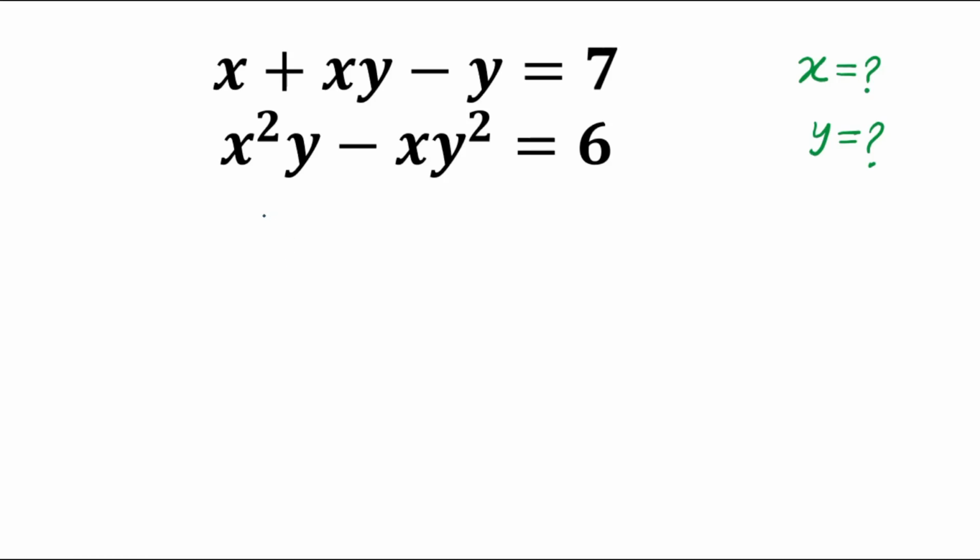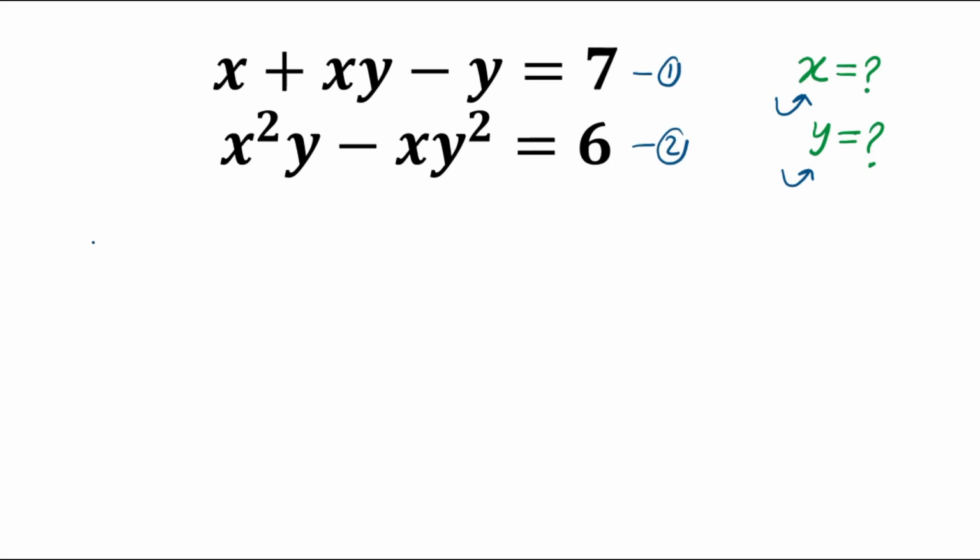Hello students, in this video we are going to solve a system of equations. We have x + xy - y = 7, and another equation x²y - xy² = 6. Here we need to calculate all possible values of x and all possible values of y. Let us consider this equation number first and this equation number second.